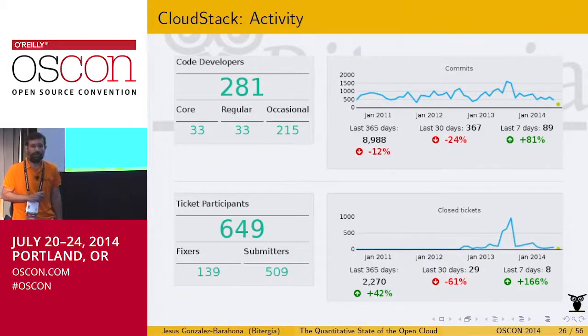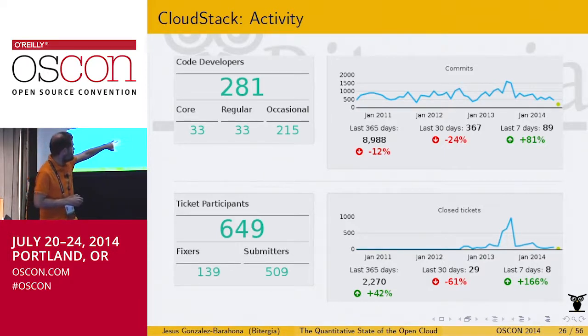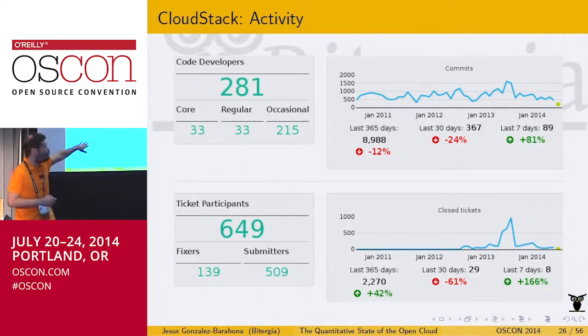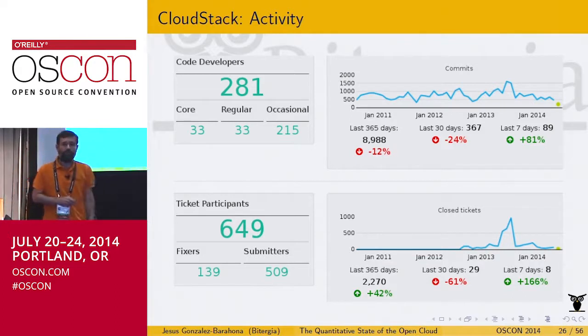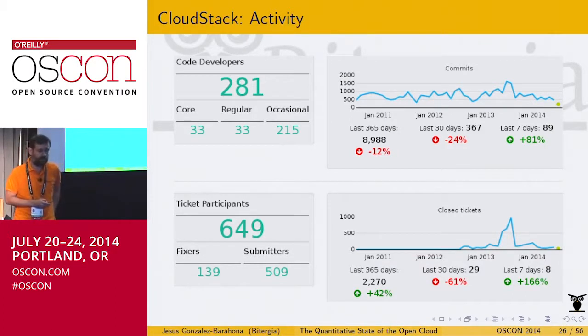This is CloudStack. You can see a new level of activity. Here it's around 1,000 commits per month. It's very flat in general, and you have closed tickets. If you forget about that spike, it's around 100, 150 per month. So it seems that all the activity is taking place here.